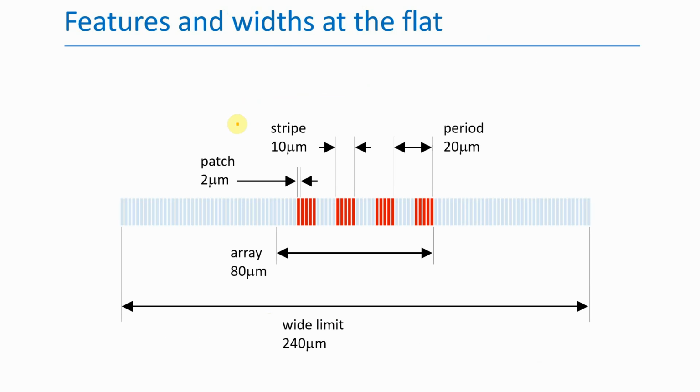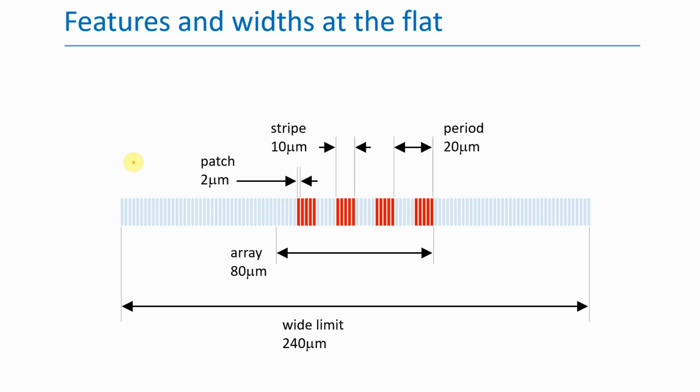Now let's take a close look at the pattern at the flat. We're going to illustrate by looking at this one specific example. To begin with, we see a pattern with red areas and light blue areas. The red indicates bright space where light is present. The blue indicates dark space where there's no light. Now there are 5 different features which define the pattern, and each one of them is parameterized with a width.